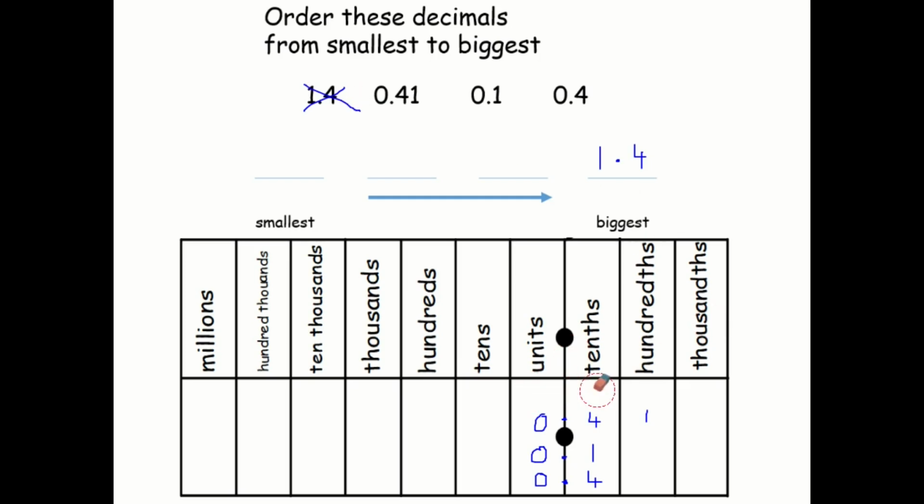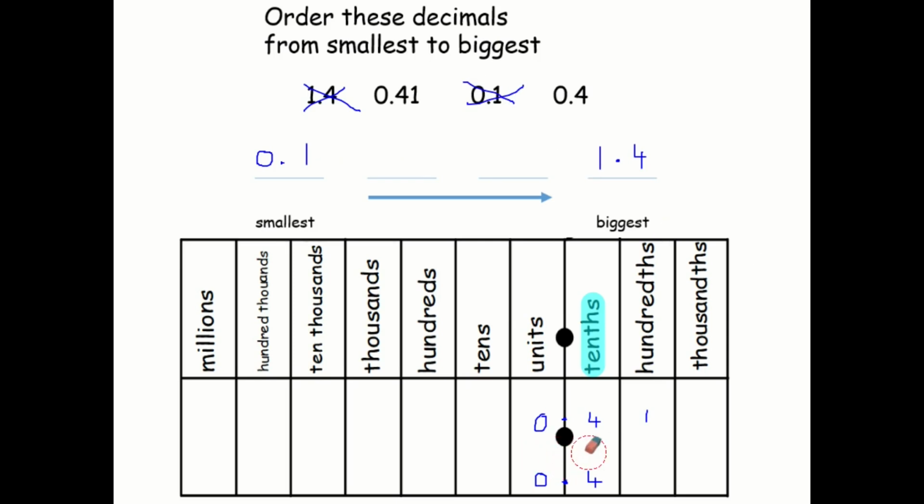What have I got left? Well, I've got 0.41, 0.1 and 0.4. So I now need to turn my attention to the tenths column. Well, I've got 4 there and a 4 there. So I don't really know the difference between those at the moment, but I can see that this is a low value there, so that must be the smallest, 0.1 there. So I can now eliminate that.